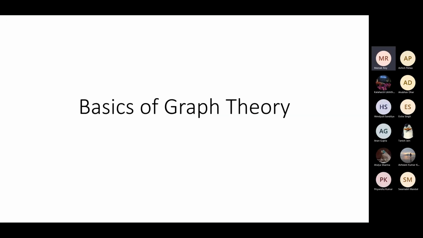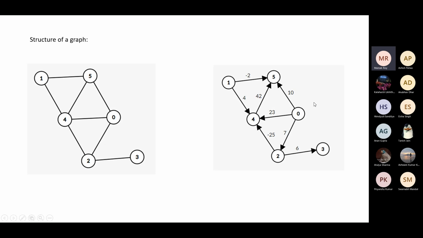Talking about the basics of graph theory. So first of all, let's talk about what a graph looks like. In a graph, you have something known as a vertex and you have something known as an edge. So in a graph, you have some vertices and you have some edges which are connecting two vertices together.